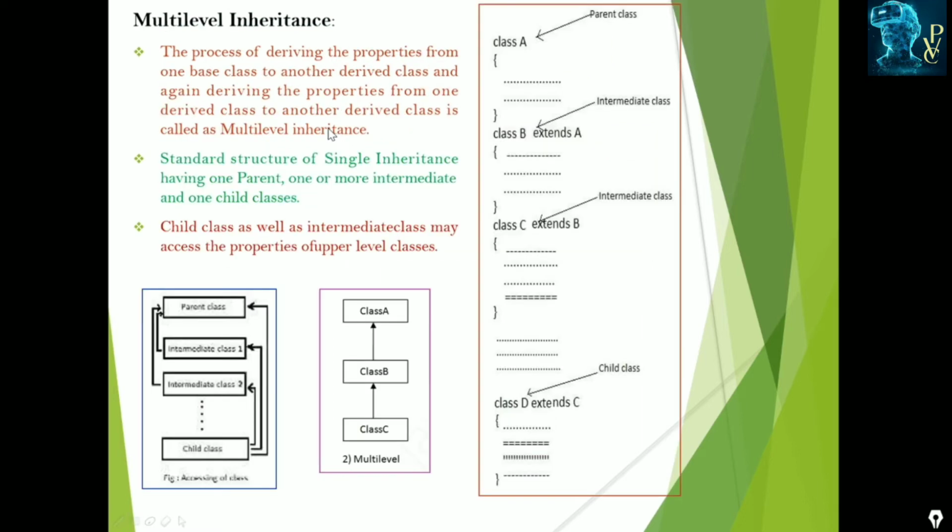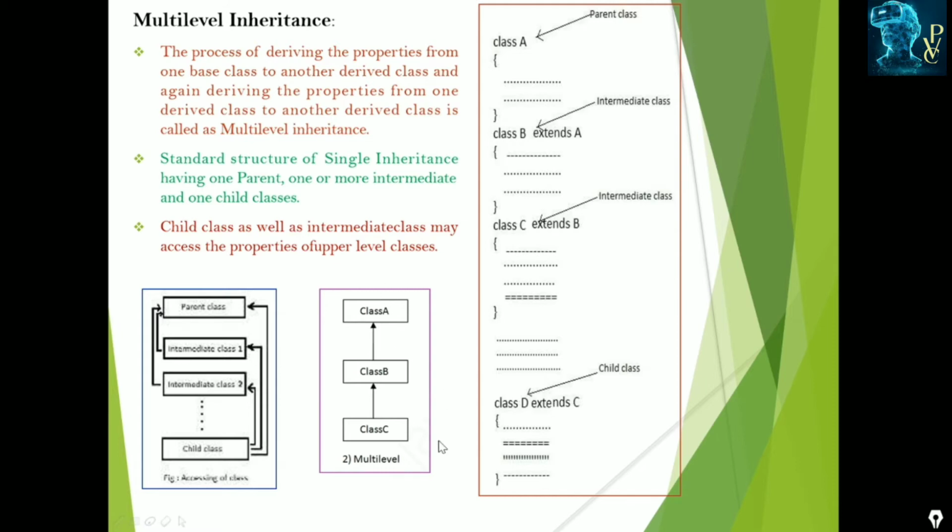And multi-level inheritance. In the name multi-level, we have multiple levels. We are creating a new class from an already existing class, and that class was itself created from another already existing class. That is, we have different levels, and that is called multi-level inheritance.